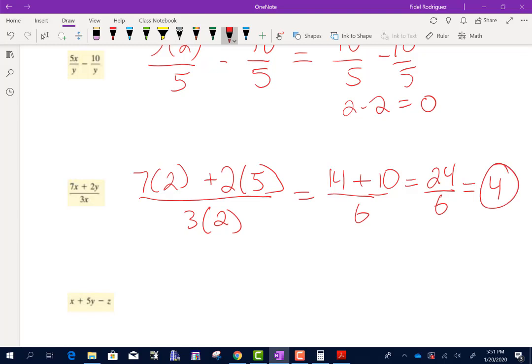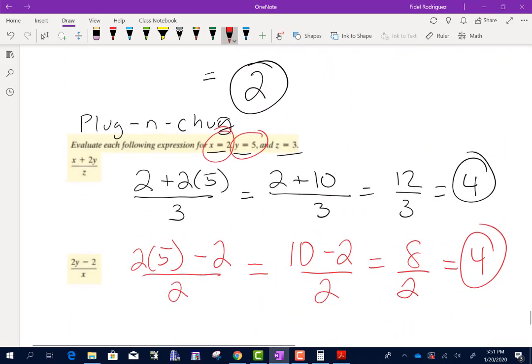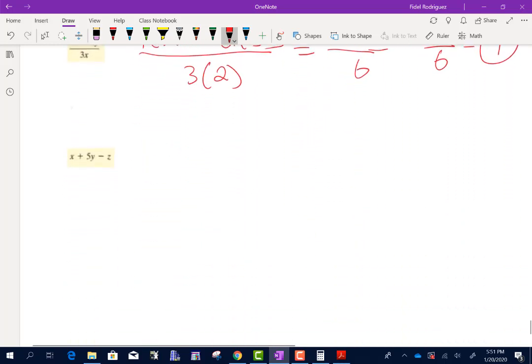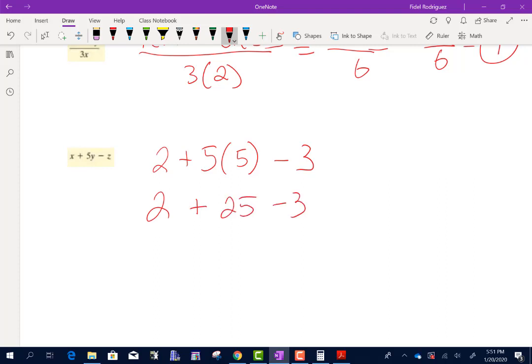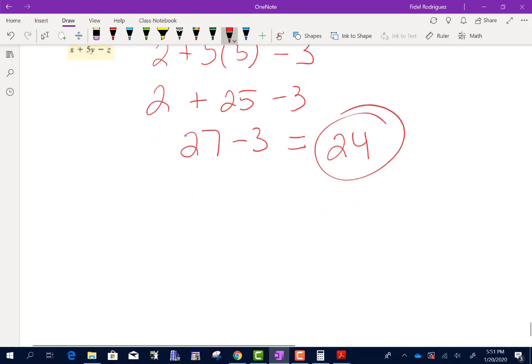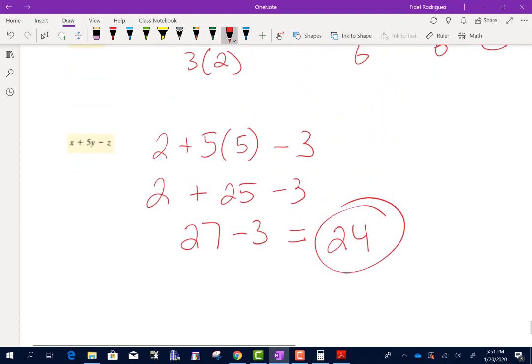Okay. So again, one more time, we said x was 2, y is 5, and z was 3, right? So 2 plus, let's see, 5 times 5 is 25, minus 3. So 2 plus 25 should give me a total of 27. And finally, 27 minus 3 is just 24, right? And that, my friends, is section 3.4.